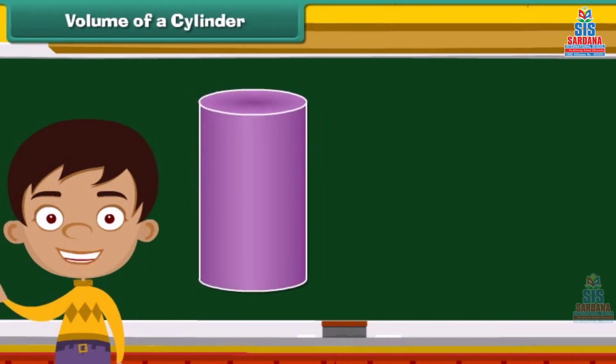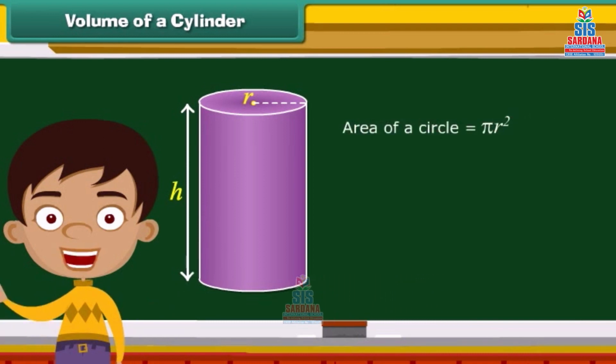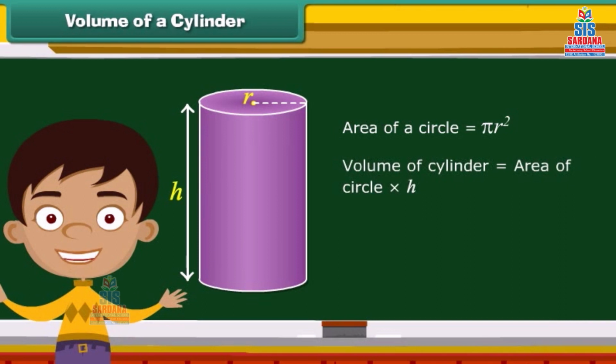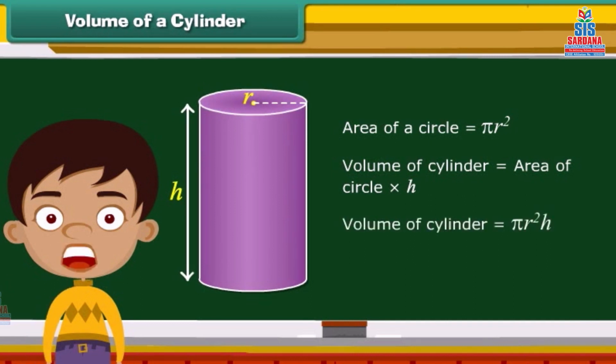A solid that has the shape of an ordinary tin can or a drum is a cylinder. The two bases of a cylinder are circular in shape. We know the area of a circle is equal to pi r squared. For calculating volume, we will multiply the area of the circle with the height. So, the volume of a cylinder is equal to pi r squared times h.